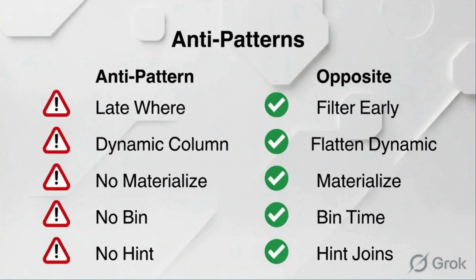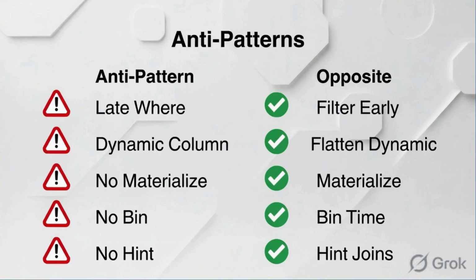On the right, green check marks show the best practices that save the day. Filter early. Shrink rows before expensive steps. Flatten dynamic. Unpack to typed columns as soon as possible. Materialize. Cache repeated subqueries once. Bin time. Create regular intervals for clean time series work. Hint joins. Force broadcast or shuffle when you know better than the stats.